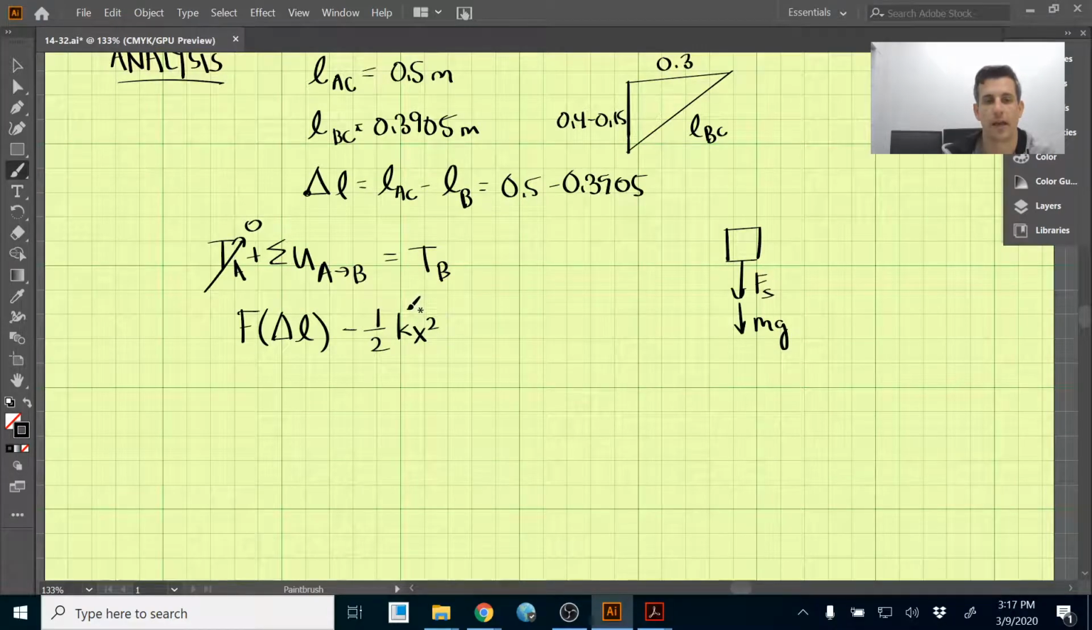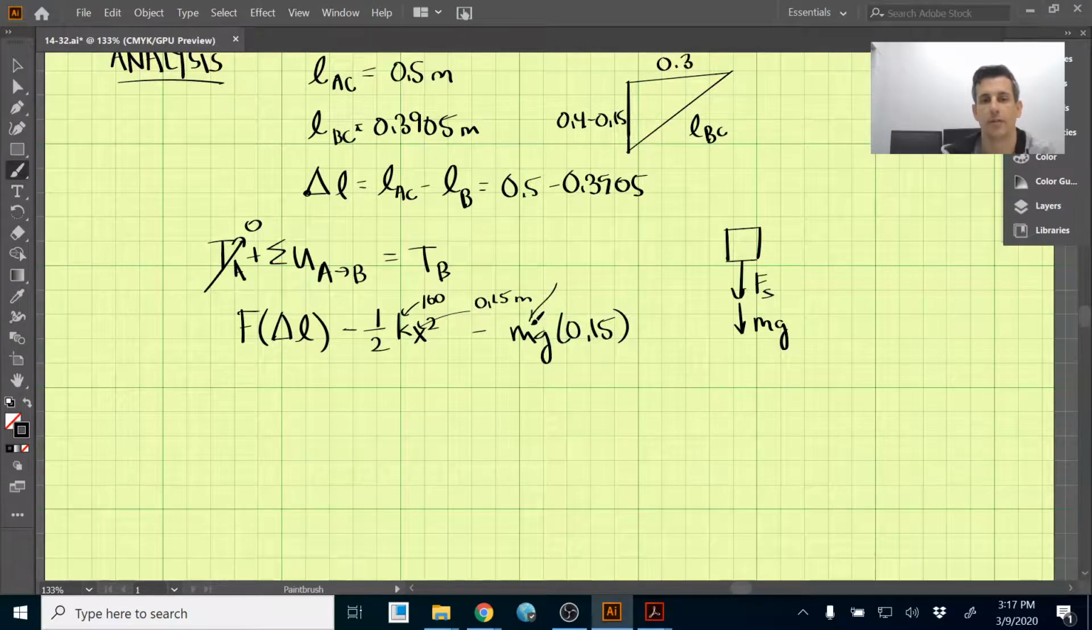So that's 1/2 kx squared, where k is 100 newtons per meter, and x is SB, which is 0.15 meters. And then we have the work being done by the weight of the object, which is mg times the distance that it moves, which is just SB. So that's mg times 0.15, where m is the mass of the block, 0.8, and g, as always, is 9.81.